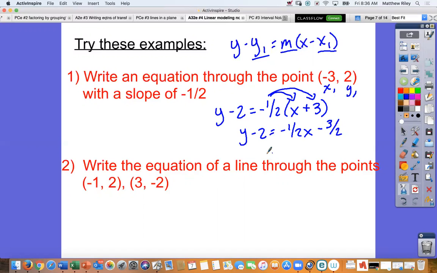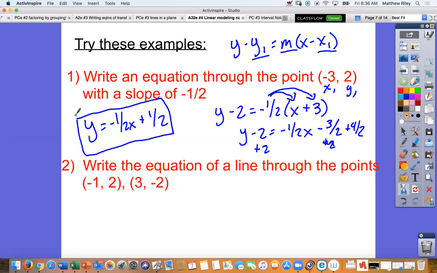Now, the next part is if I add 2 to both sides, I just have to get a common denominator. Well, 2 is really 4 over 2. So this is really adding 4 over 2. So my entire answer here is y equals negative 1/2 x plus 1/2.